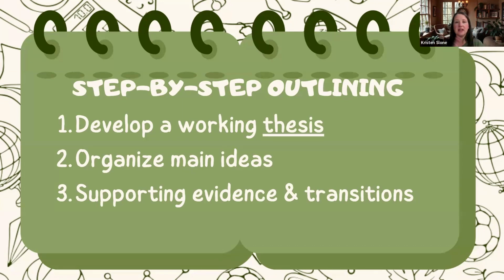And then the next, or third, step in outlining would be to include the supporting evidence that you're going to use. That's where you pull in information from the sources. And then identify transitions. How am I going to transition from one idea to the next? You can outline that and give yourself an idea of how to do that before you get started.